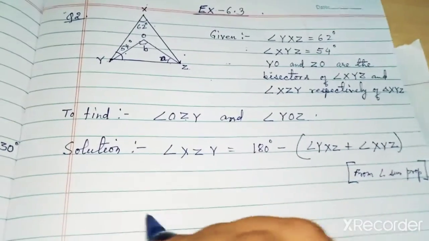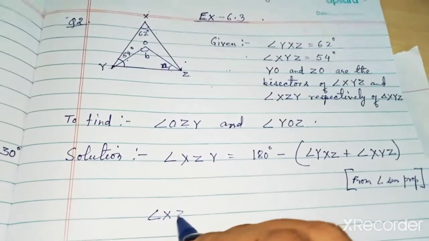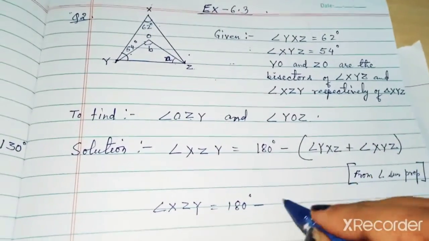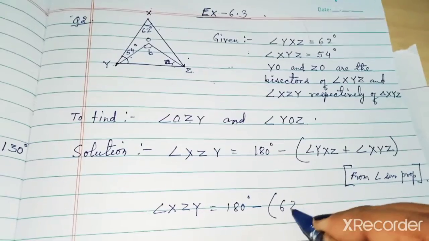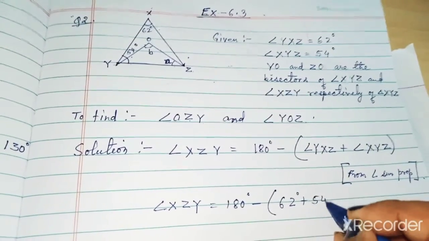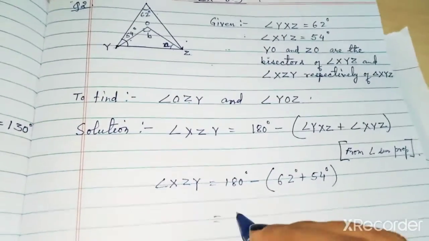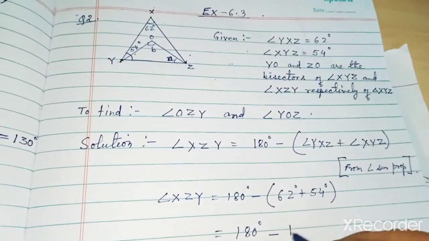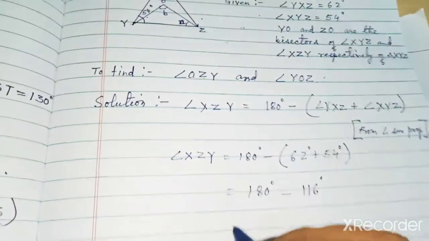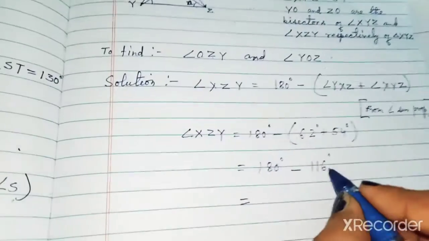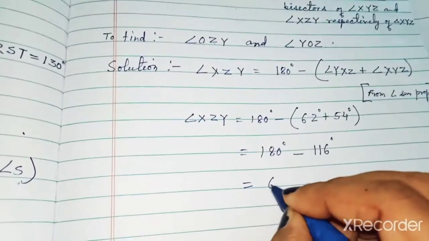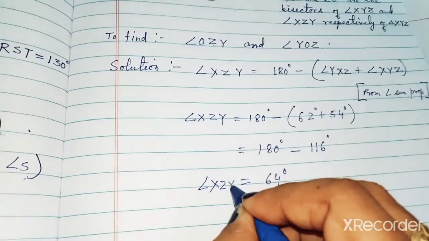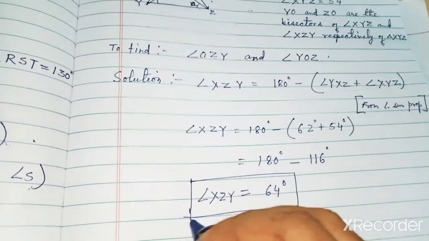Okay, so XZY equals 180 degrees minus these two angles, so that is 62 plus 54. So that can be written as 180 degrees minus, if we add them we will get 116. So if you subtract them, then you will get 64 degrees. So angle XZY is 64 degrees.